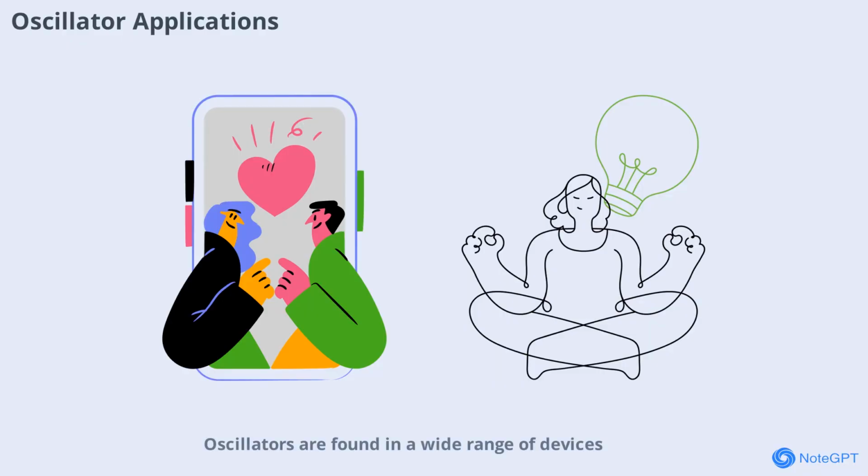Oscillators are found in a wide range of devices. They provide clock signals for microprocessors, generate carrier waves for radio transmission, and create tones in musical instruments. Their ability to produce consistent and reliable signals makes them indispensable in both analog and digital electronics.